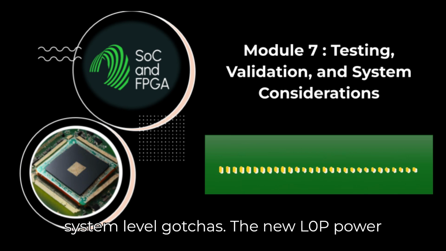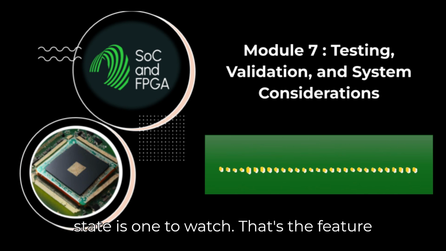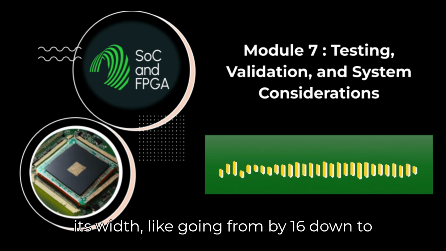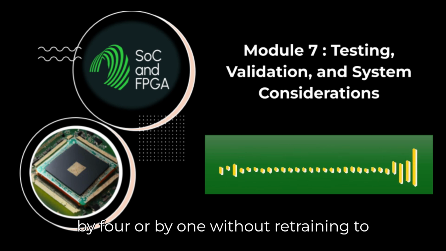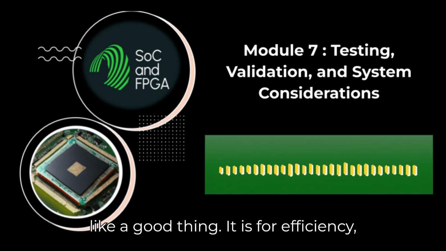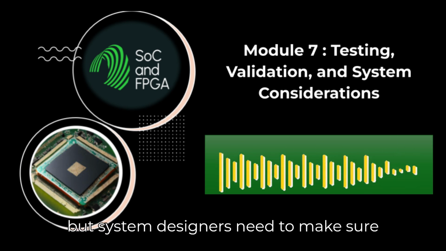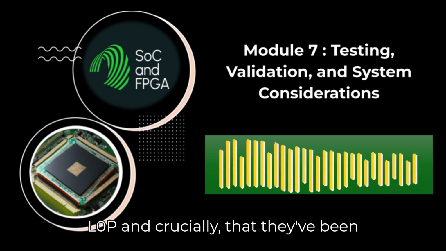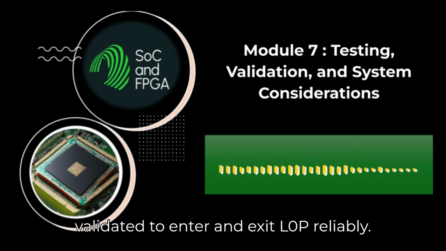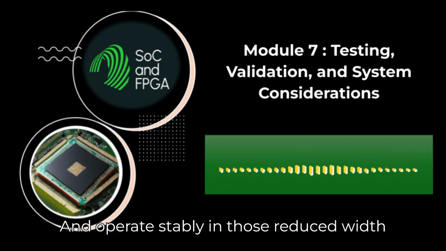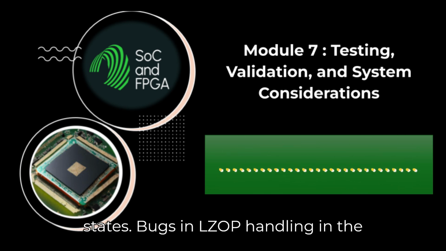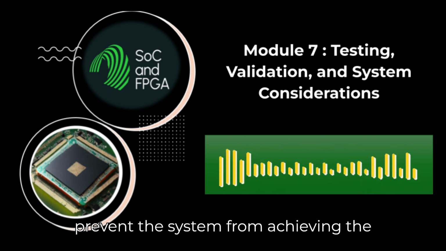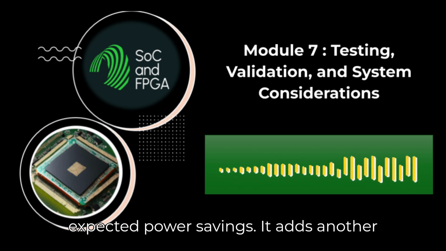Any other system-level gotchas? The new L0p power state is one to watch. That's the feature allowing the link to dynamically shrink its width, like going from x16 down to x4 or x1, without retraining to save power during idle periods. Seems like a good thing. It is, for efficiency. But system designers need to make sure the retimers they choose fully support L0p, and crucially, that they've been validated to enter and exit L0p reliably and operate stably in those reduced width states. Bugs in L0p handling in the retimer can lead to link instability or prevent the system from achieving the expected power savings. It adds another layer to validation.